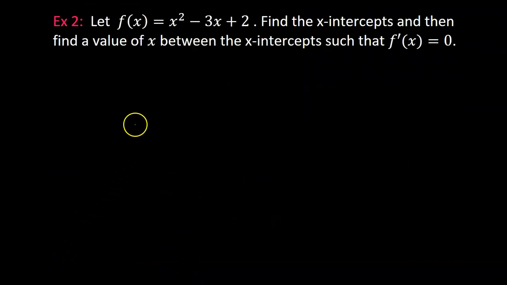In example 1, you were given the interval for Rolle's theorem, but very often you will have to find the interval yourself. So for example 2, let f of x equal x squared minus 3x plus 2. Find the x-intercepts and then find a value of x between the x-intercepts such that f prime of x is equal to 0. So of course when you're finding the x-intercepts, that means that the value of the function is equal to 0. So we can find the x-intercepts by setting the function equal to 0.